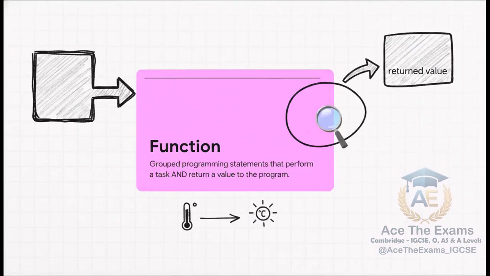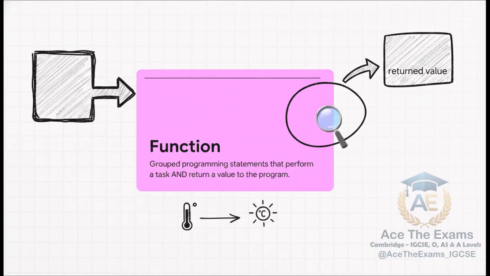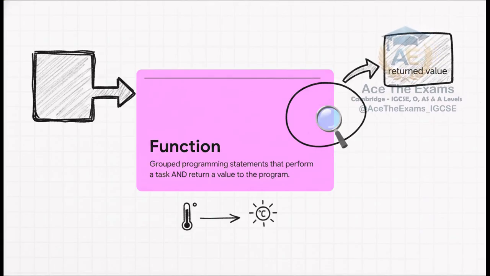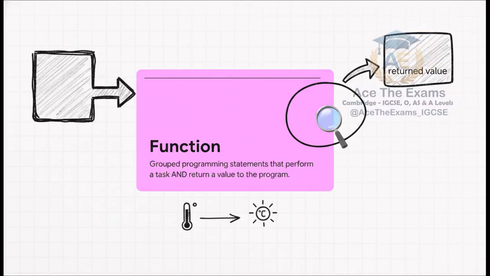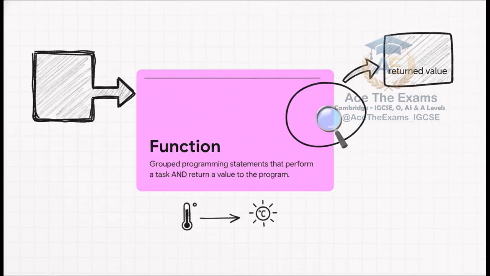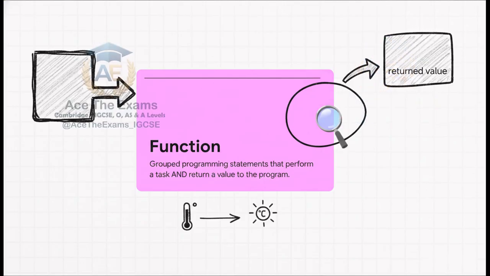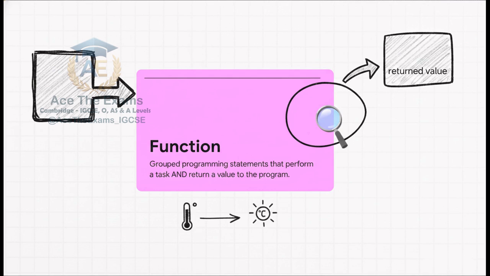Now, a function is exactly like a procedure, but with one absolutely crucial difference. It hands a specific result back to the place where it was called. Think of it like a specialized calculator. If you write a block of code to convert Celsius to Fahrenheit, you want your main program to actually receive that converted number so it can be displayed on the screen or saved to a file. Because it returns a value, that is when you must use a function instead of a procedure.